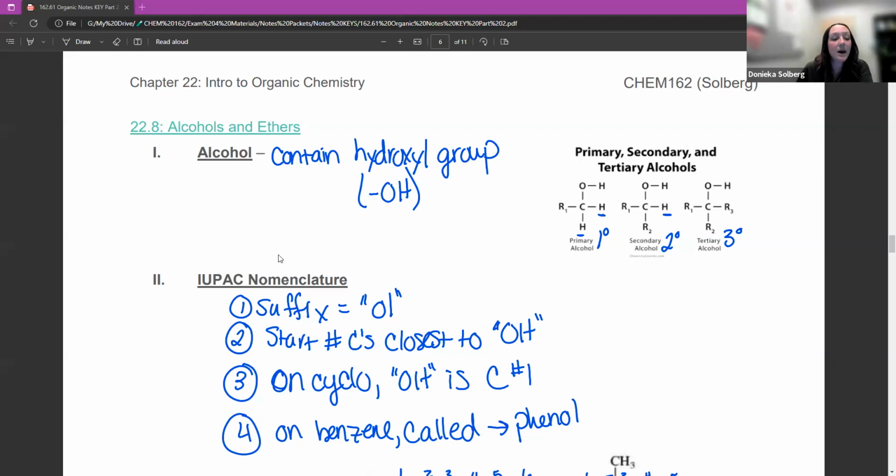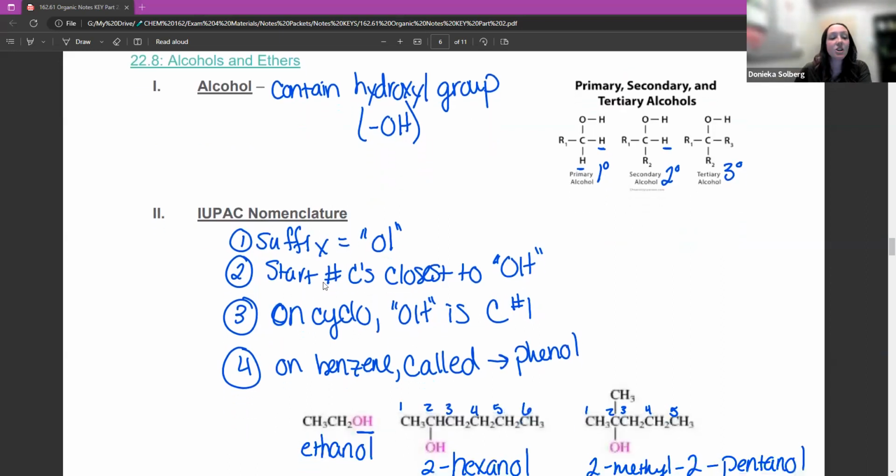Before we get into the reactions with alcohols, we are first going to name them. So again, IUPAC nomenclature, how to name alcohols. If you remember, we always have a prefix, a base, and a suffix. The suffix for alcohols ends in OL. Makes sense, alcohol ends in OL. So instead of "ane" for alkanes, we will be using "ol."